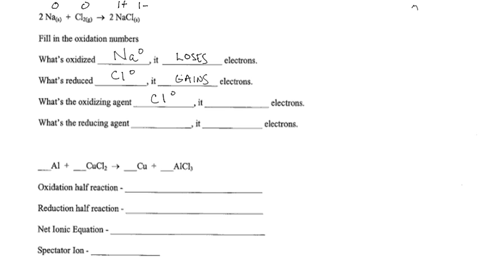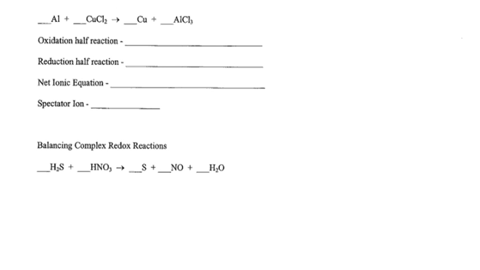Remember though, if you're reduced, you gain electrons. The reducing agent is the thing that was oxidized. It is Na0, and it loses electrons. For this equation, we write in our charges: 0, -1 for chlorine, so +2, 0, -1 for chlorine, so +3.